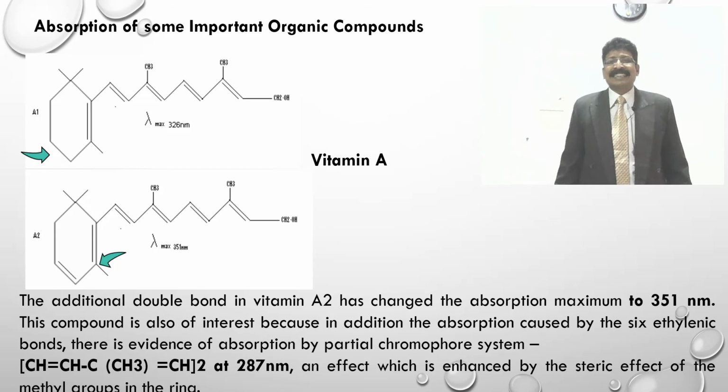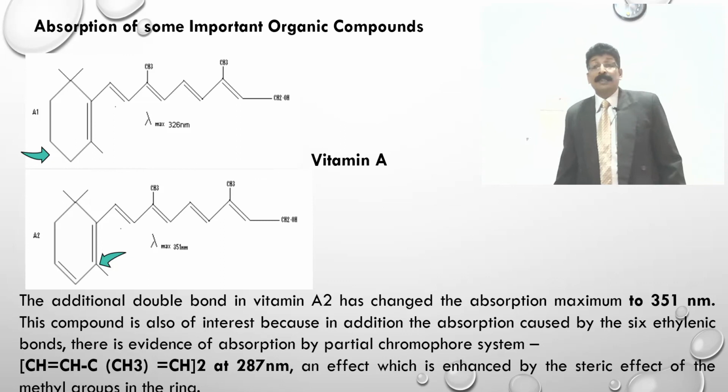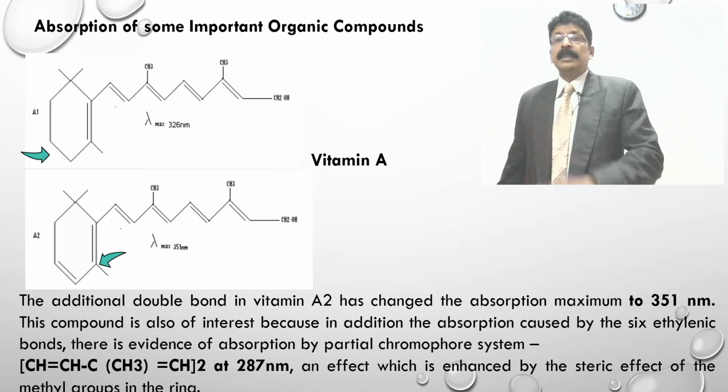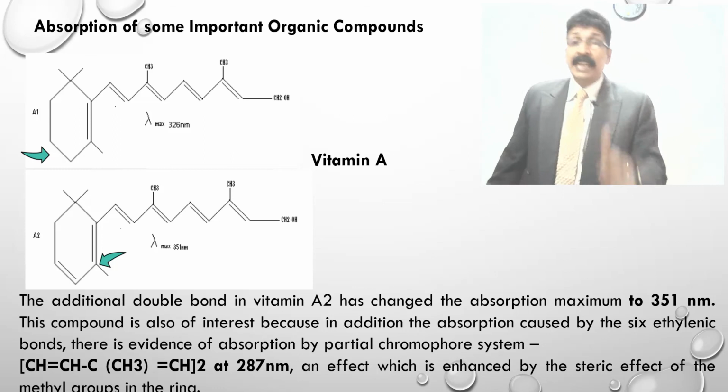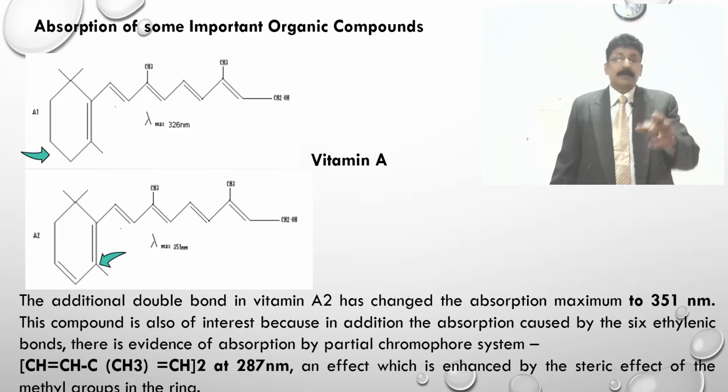This compound is also interesting because of the addition of an absorption caused by 6 ethylenic bonds: 1, 2, 3, 4, 5, 6. Only 5 ethylenic bonds are present in vitamin A1, but in A2 you can see one more extra, making 6. So A1 absorbs only at 287 nanometer, but A2 absorbs at 361 nanometer. Our understanding is very clear. The effect can also be enhanced by the steric effect of the methyl group present at the second position in the ring structure.